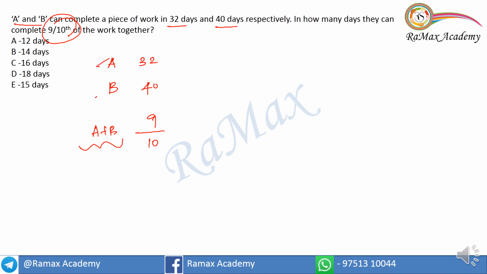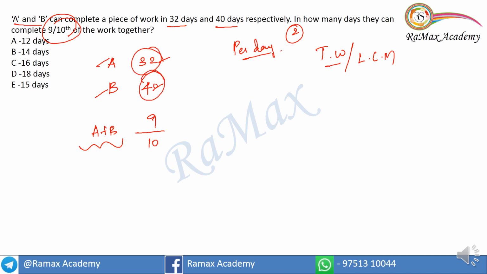So the persons are given, days are given, we need to calculate two things, which are total work and per day efficiency. For total work, just calculate the LCM for the given numbers 32 and 40 and assume it as a total work. What is the day ratio here? 32 and 40, 4:5. This is the day ratio. Just cross multiply the days and the ratio to get the LCM, which is 160. 32 into 5, 40 into 4, 160.